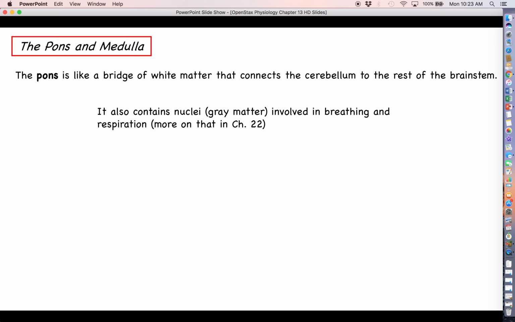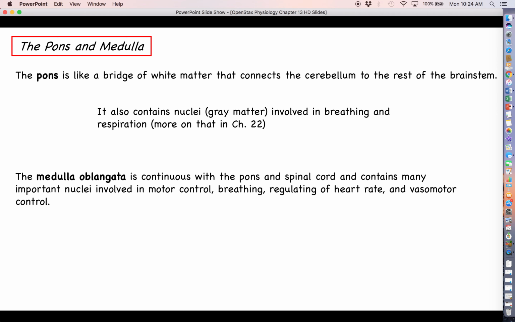Okay, so let's talk about the pons and the medulla. The pons is kind of like a big bridge of white matter that connects the cerebellum, which we will talk about next, to the rest of the brainstem. It's going to contain several different nuclei, and when you see the term nucleus, you should automatically think either relay center or control center of some kind. So these nuclei within the pons are going to help us regulate things that, like I said, are regulated on an autonomic basis. Things like our breathing rate and our ability to respire, which we will talk about very much so when we get to chapter 22 on the respiratory system.